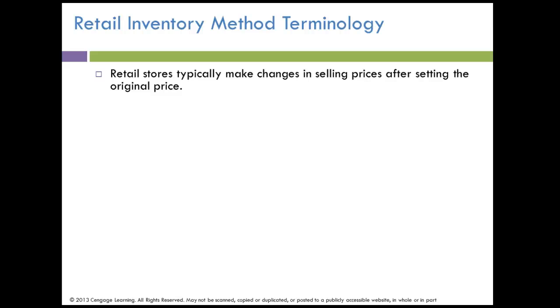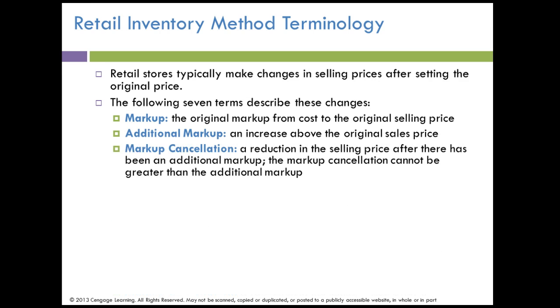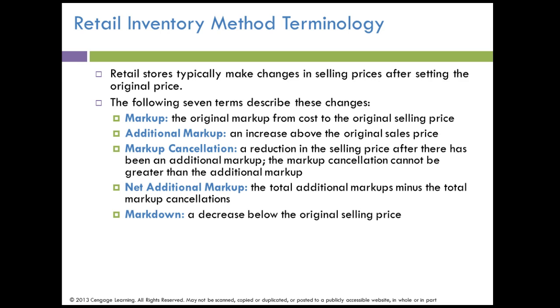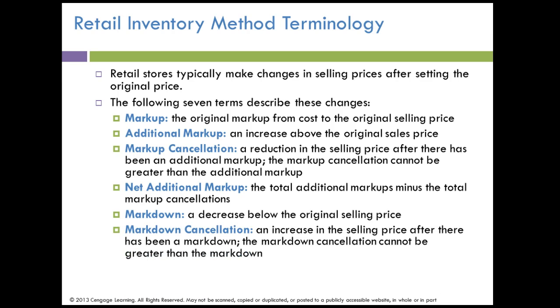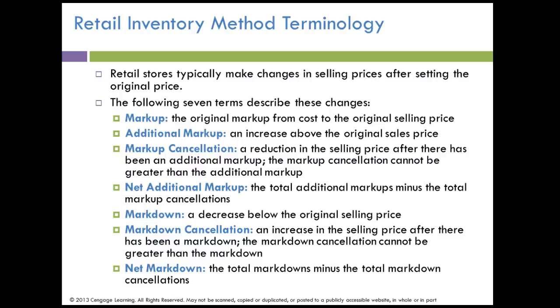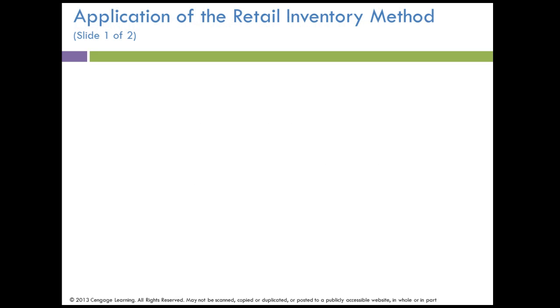Okay, so they're just talking about some extra information regarding terms in the retail industry. We're not going to spend any time worrying about this, but we know markup is basically cost to the selling price. Additional markup, I'm trying to think when I've even seen that happen, an increase above the original sales price. Markup cancellations, reducing it. Net additional markups. Markdowns, we see that more, and then potentially markdown cancellations. You're not going to be tested on any of these terms.